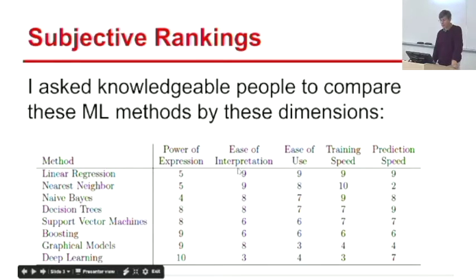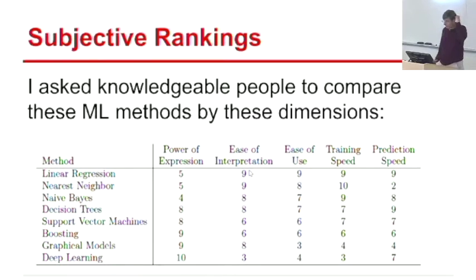I might have, when I was scoring, scored linear and nearest neighbor as easier to use than linear regression, but I had to accept votes. Any questions? So today we're going to look at some other methods.